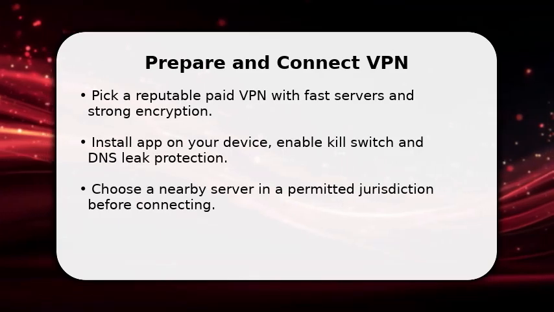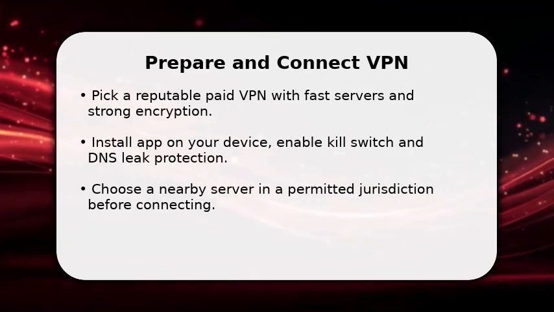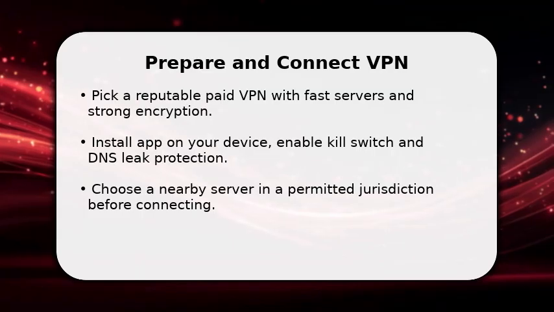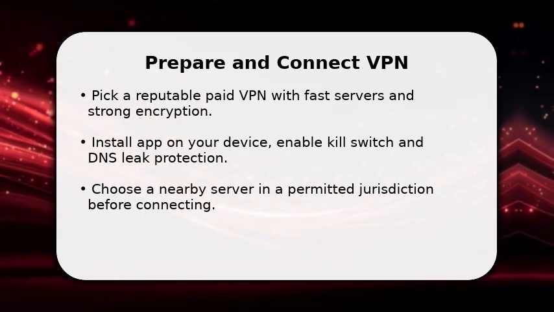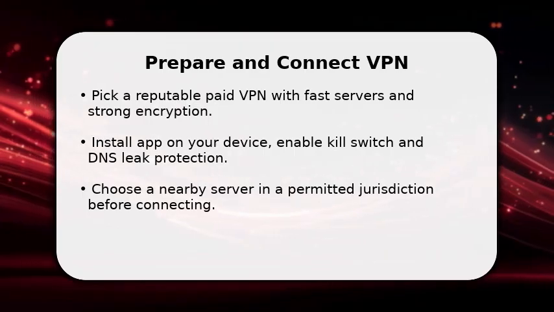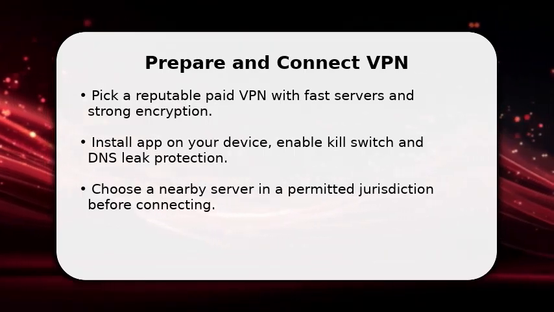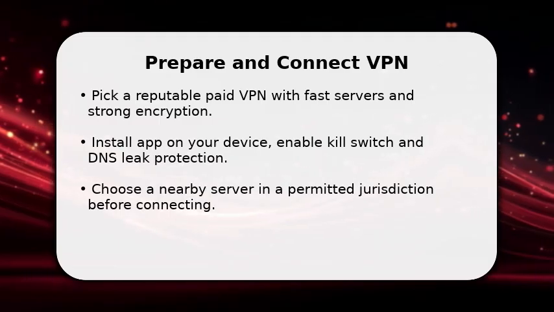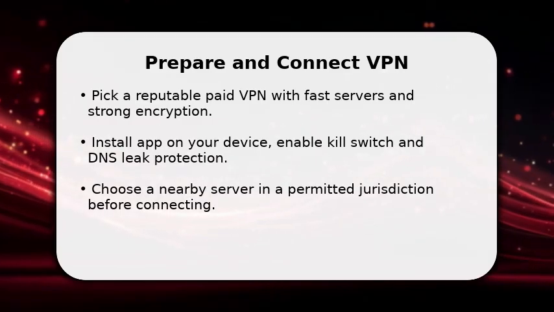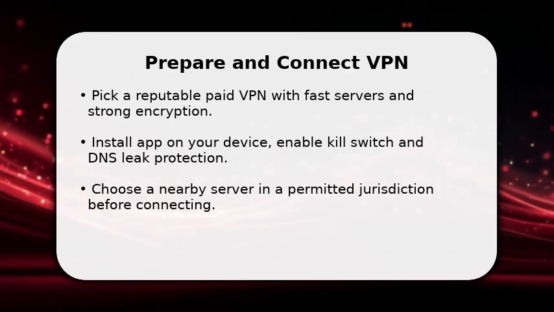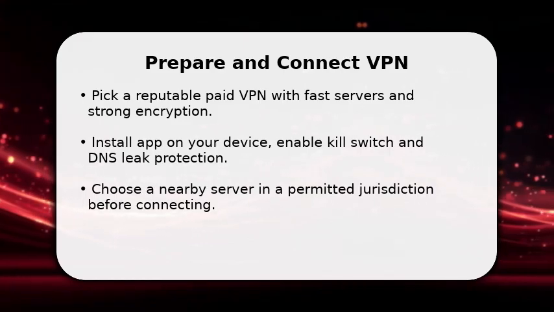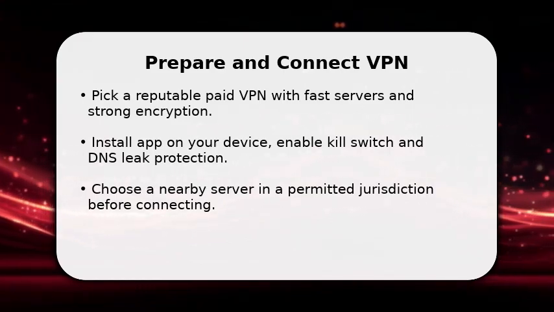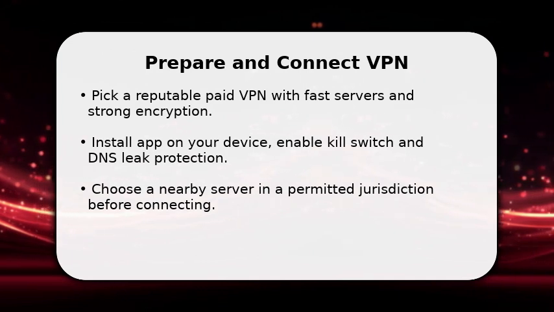You start by preparing your environment. Subscribe to a reputable paid VPN, install its app, and sign in. Once done, enable the kill switch and DNS leak protection so your identity won't leak if the connection drops. Now pick a nearby server in a jurisdiction that permits access to stake and connect. Make sure the app reports a secure tunnel before proceeding. This reduces latency and keeps your session private, which is essential for reliable access and safety.